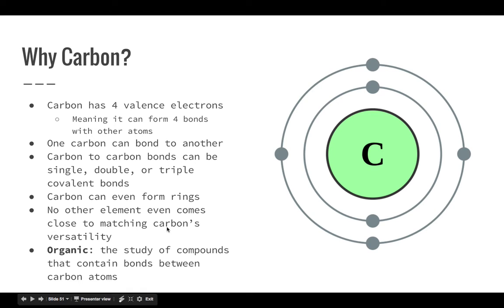So why carbon? Carbon has 4 valence electrons, meaning that it can make 4 bonds with other atoms. That can be a carbon-to-carbon bond, it could be carbon to hydrogen, carbon to oxygen, or nitrogen, or sulfur, or phosphorus. But carbon can make 4 different bonds. Carbon-to-carbon bonds can be single, double, or triple. That's a fairly unique property that carbon has. Its ability to form these different types of bonds makes it the most versatile element in terms of living things.